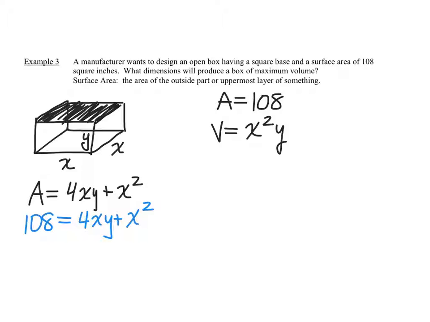My main equation is volume, because that's the thing we're looking to maximize. Maximum volume is my key term, if you will. So that's the one I'm going to differentiate. I need to solve my area equation for y in terms of x. I'll subtract x squared from both sides, so 108 minus x squared. Then I'll divide by 4x, and that'll be equal to y. So I can swap out the y for that.